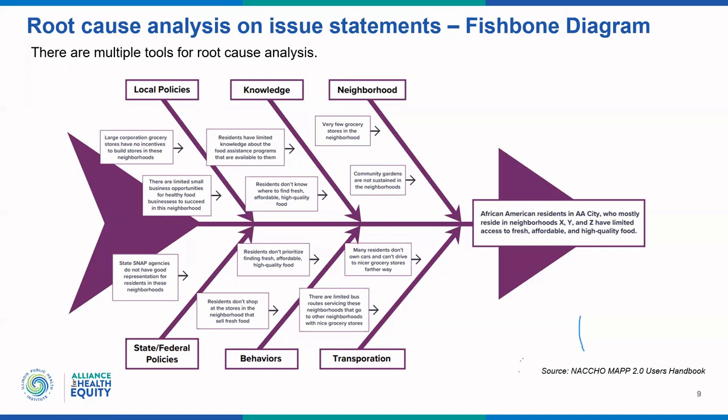So people often pair the fishbone diagram exercise with the 5 whys, which we'll get into next, but this can also work on its own. You'll just want to really facilitate the process to get folks to be very comprehensive in how they're understanding root causes. For example, state SNAP agencies do not have good representation for residents in these neighborhoods. Limited economic opportunity, large corporate decisions. So you'll be comprehensive, and it'll also start to give you points of intervention for your implementation planning.